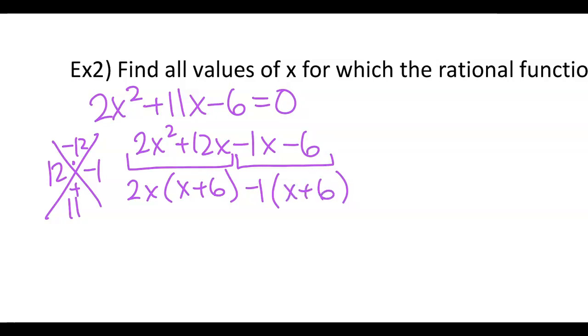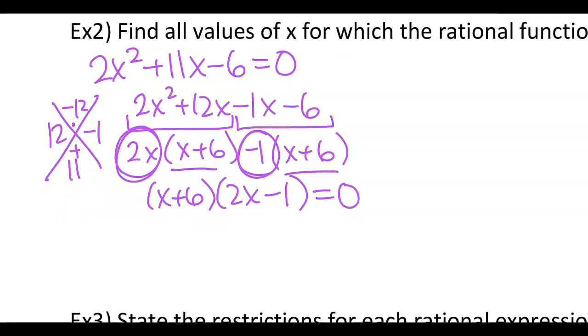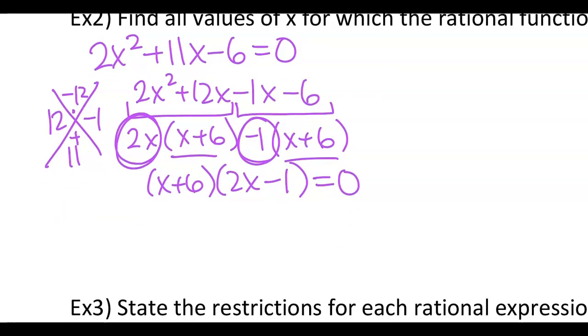Did I do it right? How do you know? Both of these binomials are what? They're equal, they're the same. So we're going to take one of those x plus 6's, just write it once, that's one of your answers. The other answer comes from your GCF, so from the 2x minus 1. It's factored. So now I just need to see what are the values of x that will equal 0.